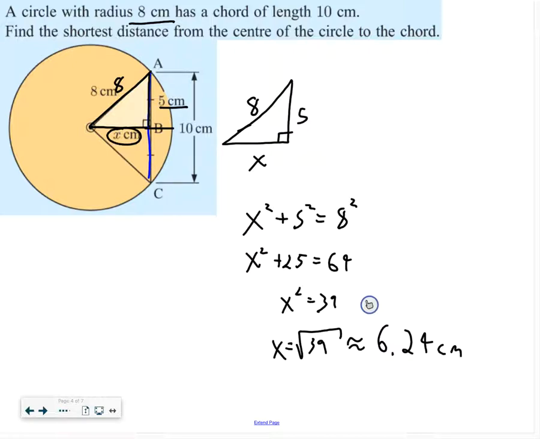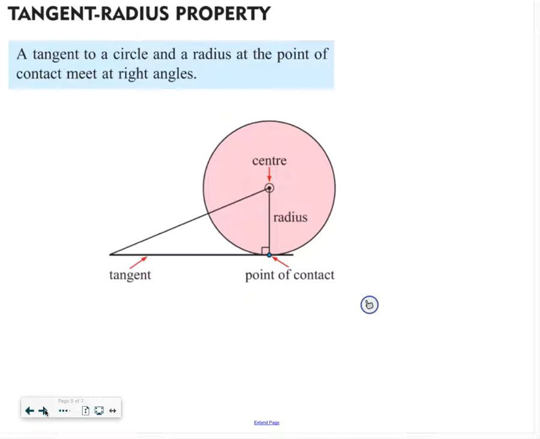Let's look at another example here. First, our theorem here is a tangent to a circle. A tangent is a line that goes through and just touches the edge of the circle once. A tangent to a circle and a radius at that point of contact meet at a right angle. So that tangent line makes a right angle with our radius. Let's look at an example of how we can use that to solve a problem.